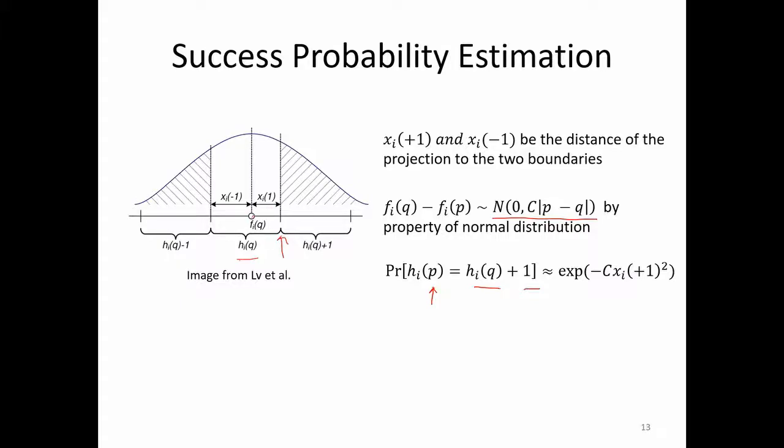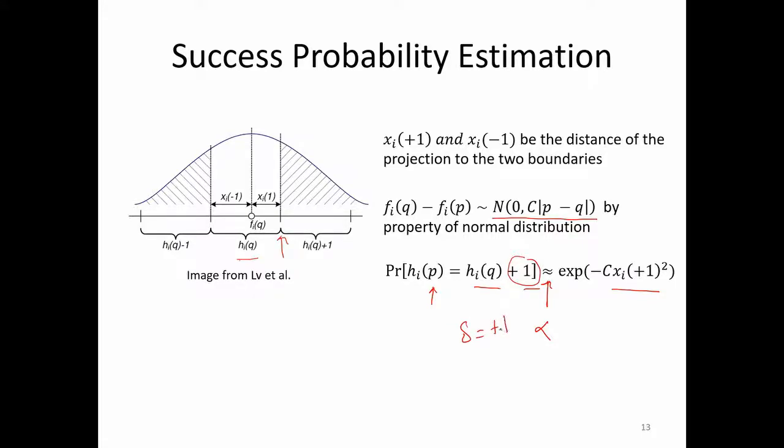Okay, how far this query point Q is from the boundary. If the point is very close to the boundary, this is just the formula for Gaussian. So this is proportional to e to the power minus c times xi plus 1 squared, because we are measuring for delta plus 1.